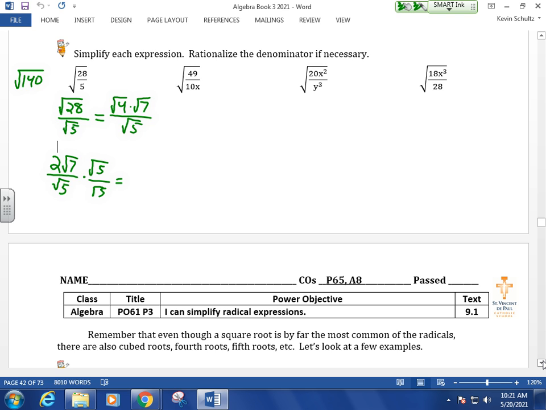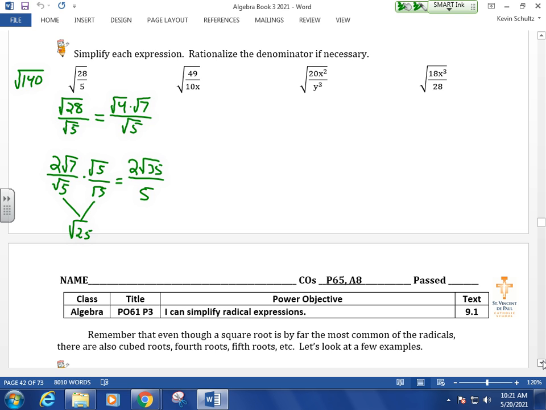The root 5 can be multiplied by the root 7 because they're both under a root. So we get 2 root 35 over 5. Because remember that in rationalizing, root 5 times root 5 is root 25, a perfect square, and we get 5. And that would be our final answer. We cannot simplify the root of 35. Its factors are 5 and 7, no perfect squares. And so we're stuck there. We can't simplify the 2 and the 5. They're already in simplest form.